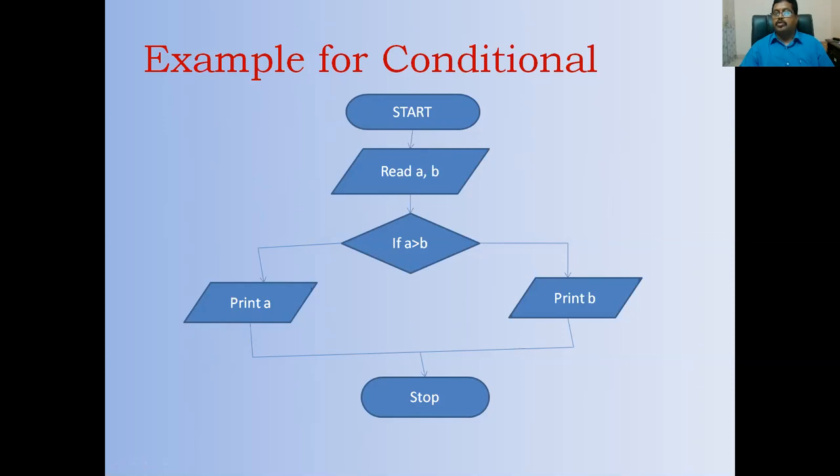Diamond symbol is nothing but checking, taking the decision, if A is greater than B. Whenever this condition is true, it will come to this side and print the A value. After printing, it is going to stop the program. If A is not greater than B, then this condition becomes false. It will print the B value, and it will come to the stop. It is going to end here itself. Totally, this is the algorithm and flowchart for the conditional pattern.